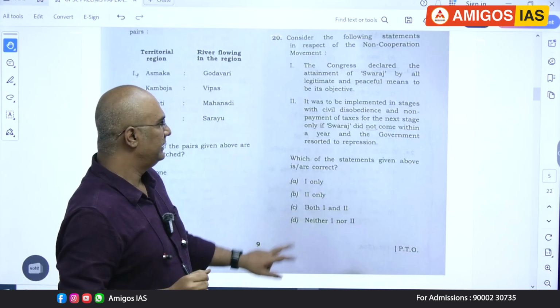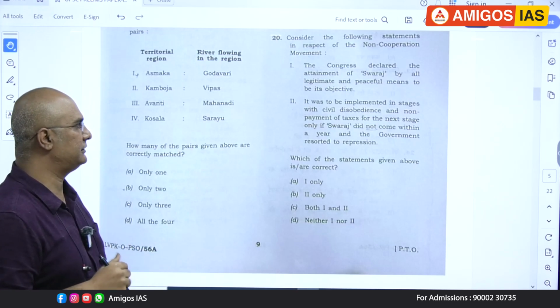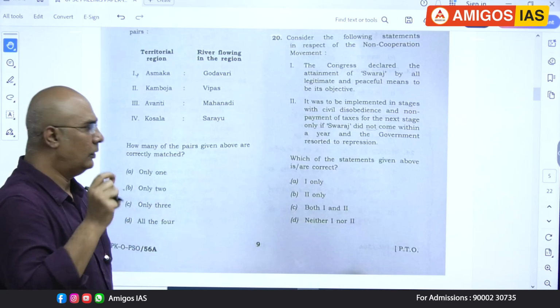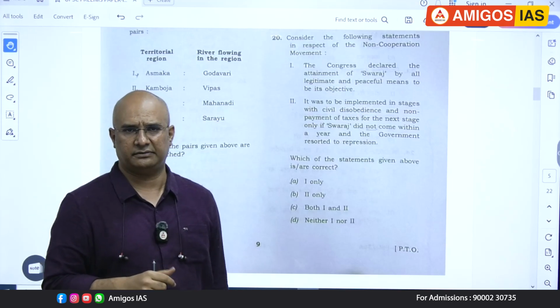Second sentence, it was to be implemented in stages, with civil disobedience and non-payment of taxes for the next stage, only if Swaraj did not come within a year and the government resorted to repression. As simple as that.